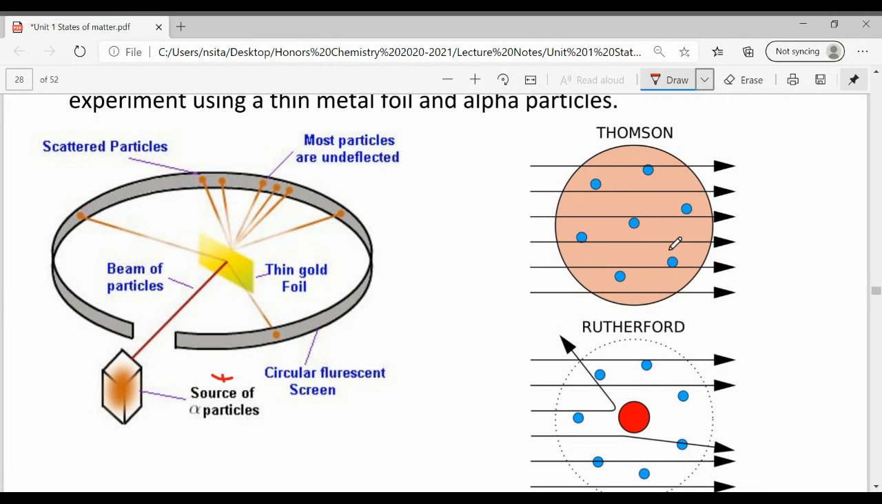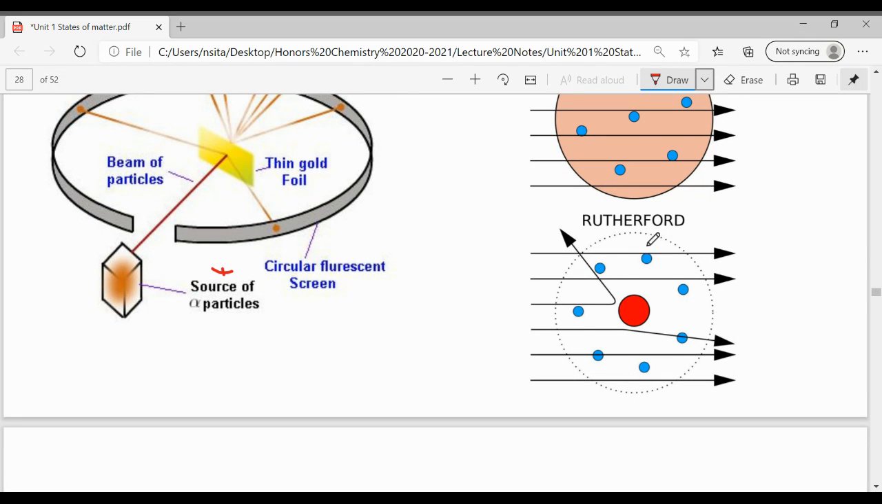So Rutherford came up with another model. His model looks something like this. Instead of having this scattered positive sphere, he condensed everything and put it right in the middle, and he called it the nucleus. The nucleus is a condensed positive charge, and around the nucleus you will have the electrons floating around.